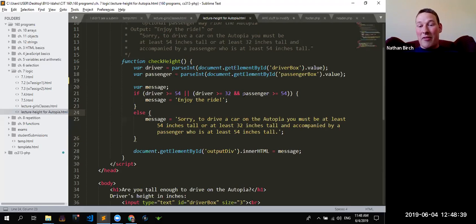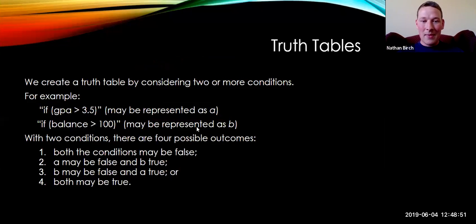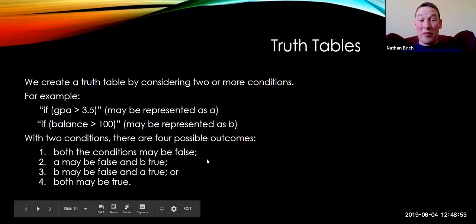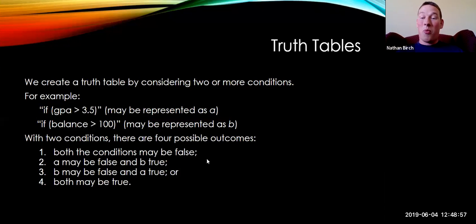But if I wanted to check to see if the passenger could ride something else, I would have to have more else if statements or more logic involved just to make sure that I would have every outcome that I would expect. So truth tables can be helpful for situations like this, both in walking through your code to make sure you have every scenario accounted for, and also just making sure that you're computing correctly.